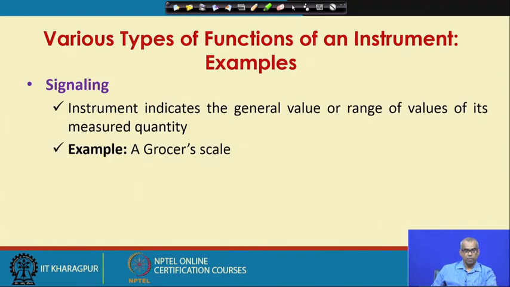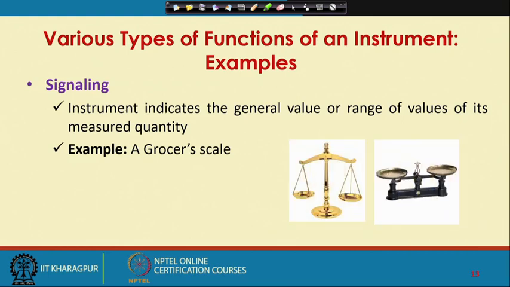Next, signaling. Here, the instrument indicates the general value or range of values of its measured quantity. For example, a Grosser scale. Look at the Grosser scale. It tells you whether the object you are measuring is heavier or not compared to some standard. So, this gives you a signal about the general value or the range of the values of the measured quantity.